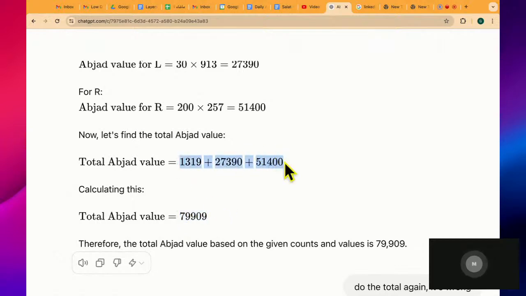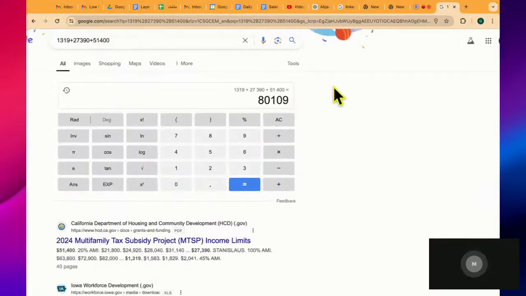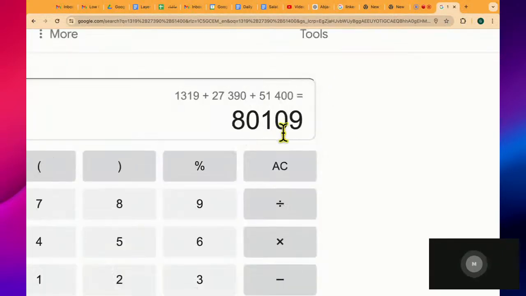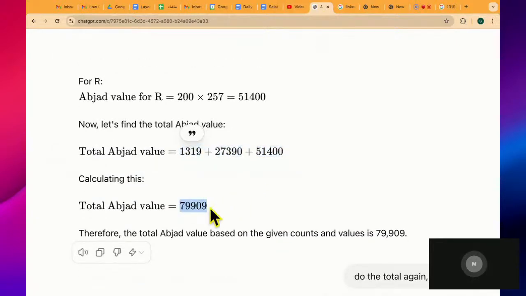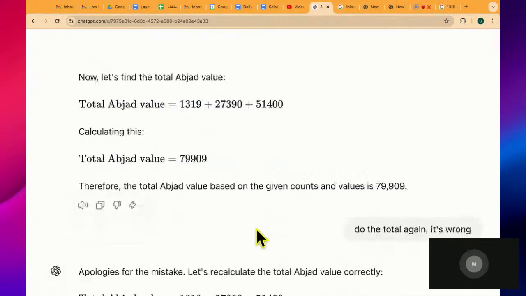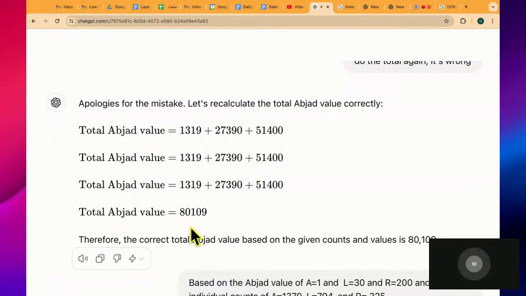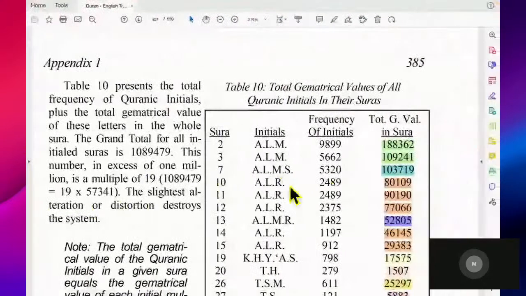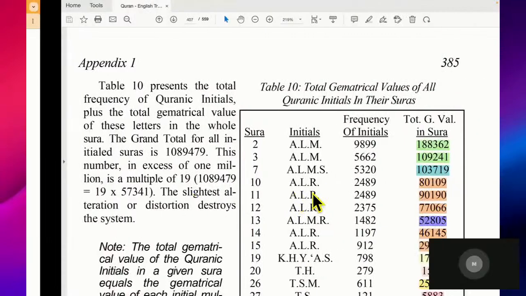For example, you just copy and paste it into Google easily. You will see that you come up with this number: 80,109, right? And if you look at this one, you see that it's 80,109. ChatGPT messed it up and didn't do a good job of calculating. Then I said, do the total again, it's wrong. And it said, yes, my mistake, and it did it the right way, 80,109. So I'm saying that don't trust ChatGPT 100%. Do your own calculations as well with different devices, and know for a fact that these numbers are correct.